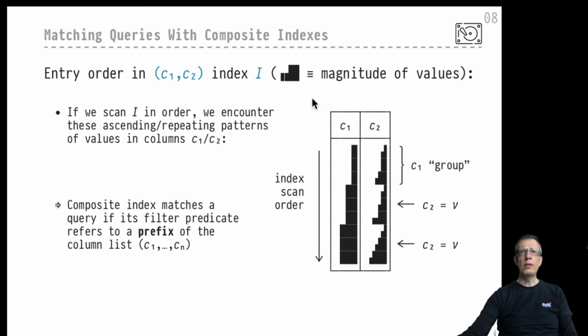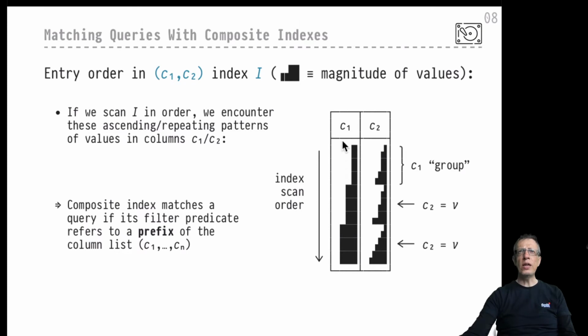In these diagrams, the black bars just represent the magnitude of the values. So what we can see if we organize the index according to this column concatenation, first C1 and then C2, is the row order that we observe in such an index. The rows with the smallest C1 values will all gather at the beginning of the index, at the left-hand side of the sequence set, in a sense.